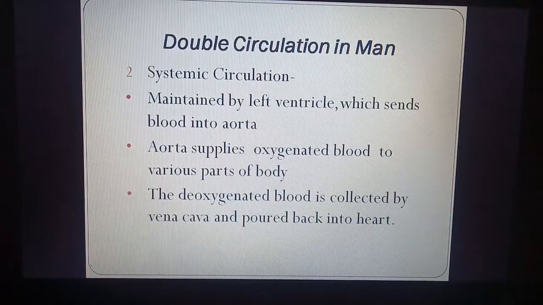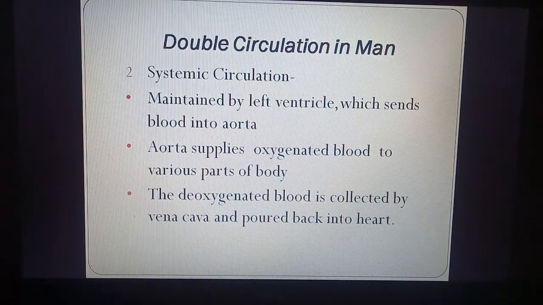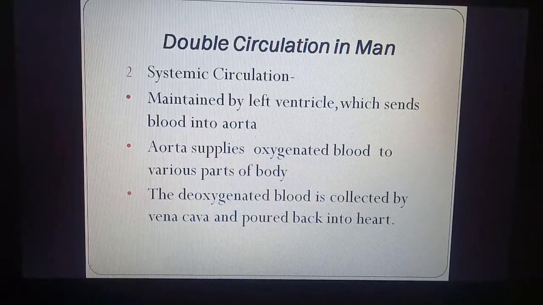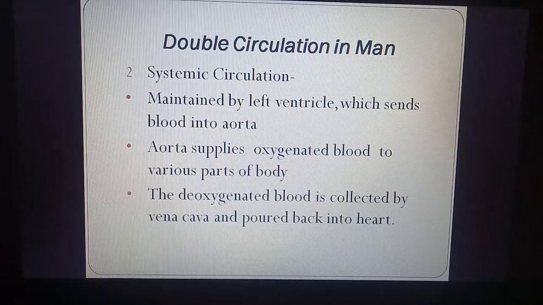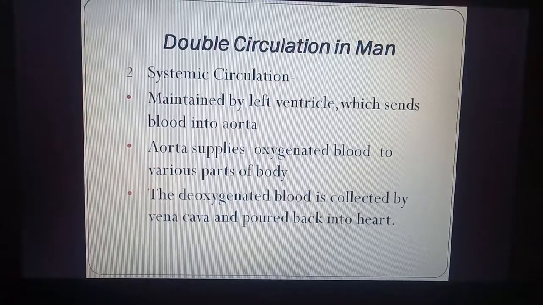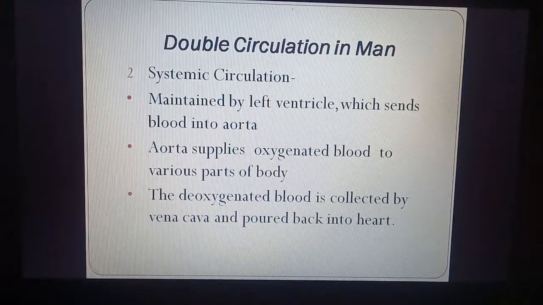Now systemic circulation is maintained by the left ventricle, which sends the blood to the aorta. The aorta supplies oxygenated blood to the body, and deoxygenated blood is collected by the vena cava into the heart. So it is maintained by the aorta, which transports blood to the body, and finally the vena cava, which collects it to the heart. So double circulation is found only in the heart of man.